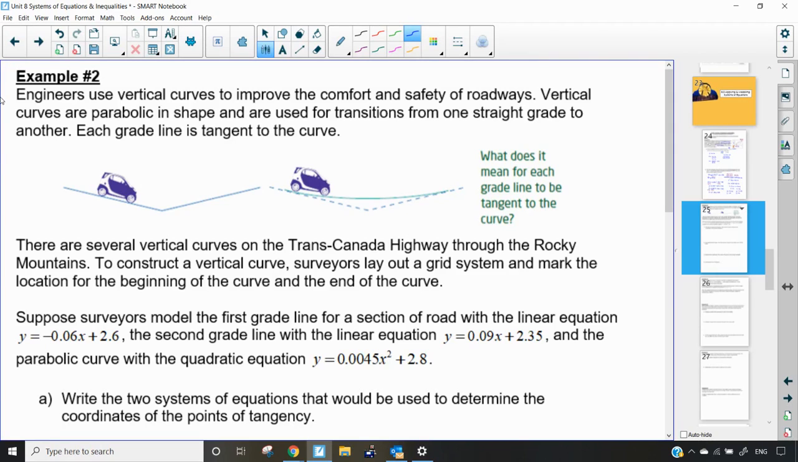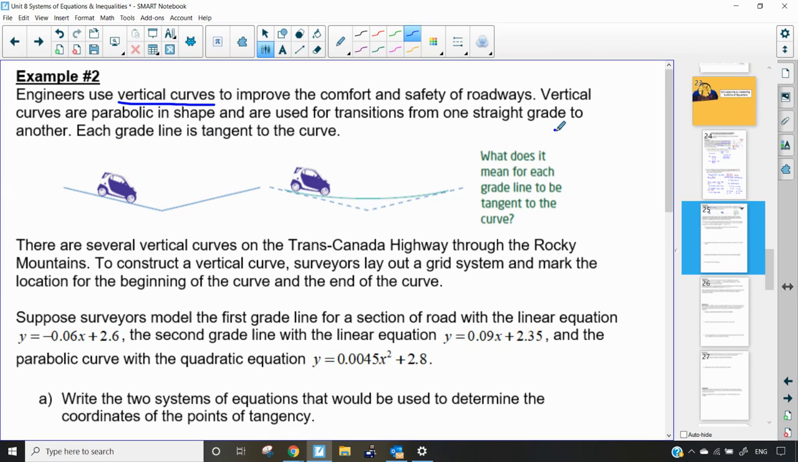Let's take a look at example number 2. For this question here, I want to give you a little bit of background so you understand where our numbers are coming from or how everything relates. So engineers use something called vertical curves to improve the comfort and safety of roadways. Now these vertical curves are parabolic in shape and they're used for transitions from one straight grade to another. And each of those grade lines is tangent to the curve.